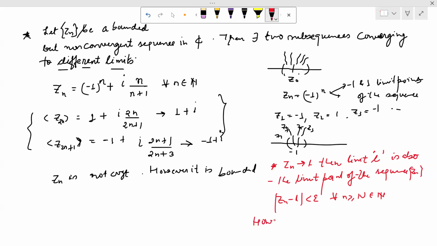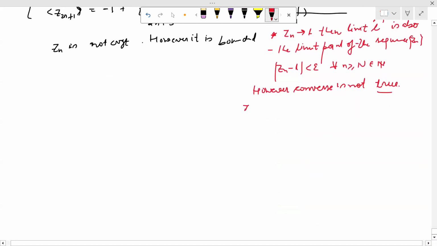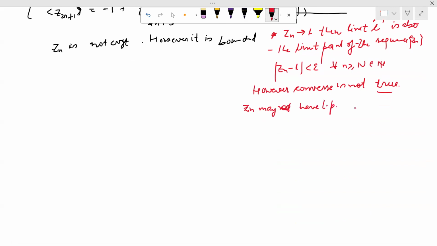However, the converse is not true. What do I mean by that? I mean that it may be possible that a sequence may have limit points, but they are not limits.